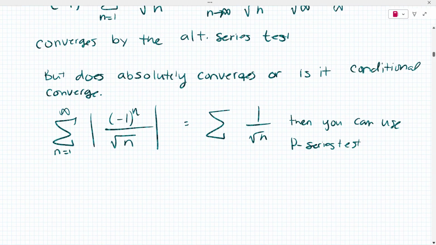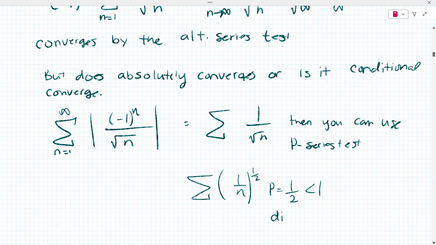So we have the summation of 1 over n raised to the 1/2. And our p is going to be 1/2, which is less than 1. So we know it diverges. Since we have a convergence and a divergence, it's a conditional convergence.